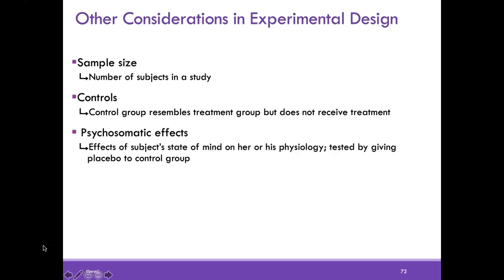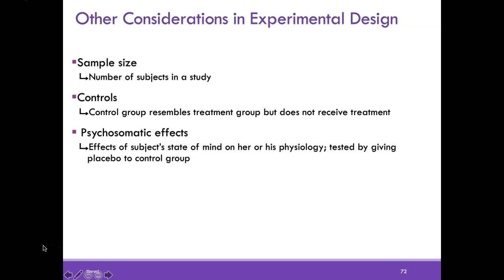Psychosomatic effects are very real. The mindset of a patient can actually affect the physiology very much. And you can test this by giving a placebo to a control group. For example, sometimes just giving a patient a pill, even if it's a sugar pill, the patient will automatically feel better just because the patient thinks they're going to get better. If the doctor says this will make you better, and the patient takes the pill, the brain is actually sometimes deceived into actually feeling better. And that's called the placebo effect.